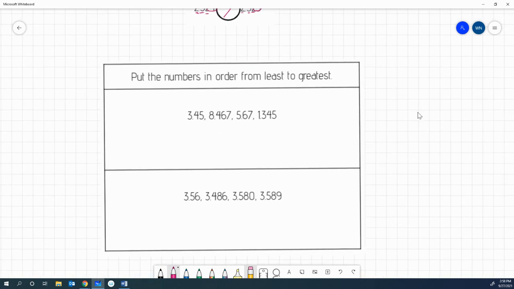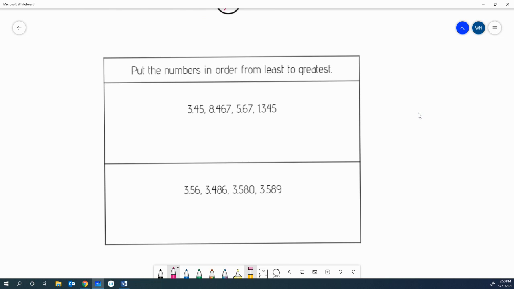2 problems left. Let's do the first one together, and then you'll do the last one by yourself. Put the numbers in order from least to greatest. So when I'm looking for least to greatest, I'm going to start with the biggest place value I have, which is the ones place. So I'm looking at my ones place, and I can tell that this one, because there's a 1 in the ones place, is going to be the smallest. So 1 and 345 thousandths is going to be smallest. Then the 3 is the next smallest.